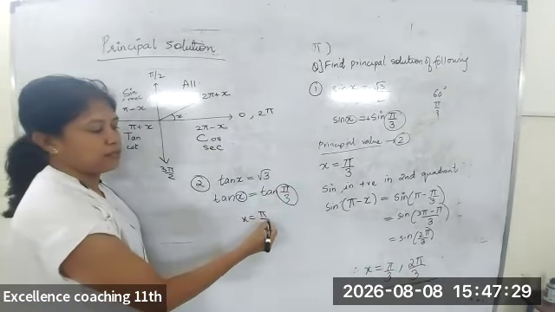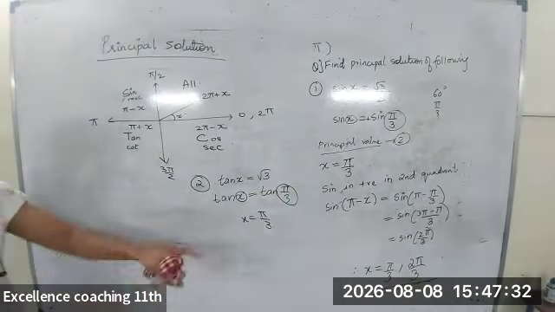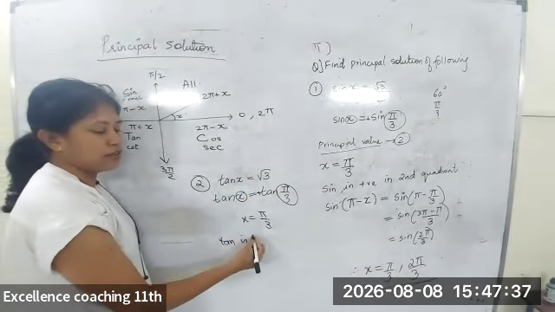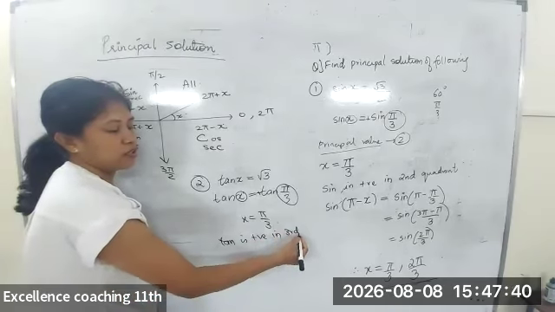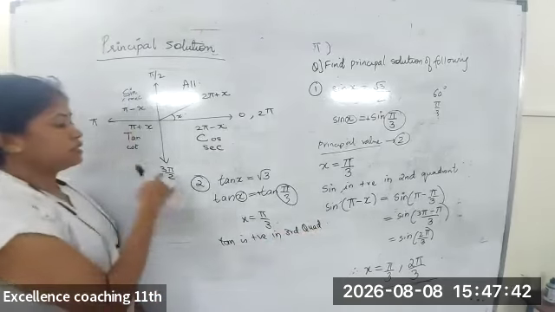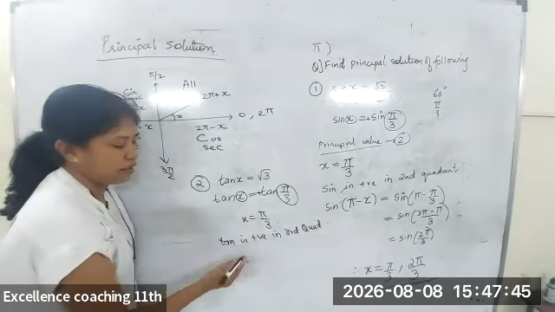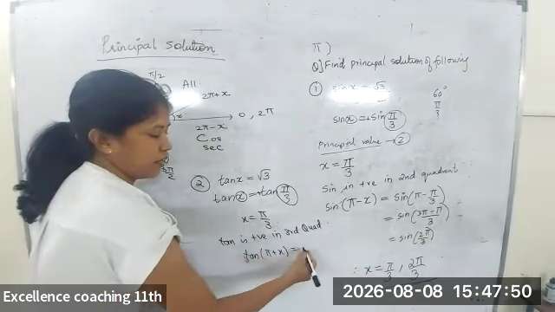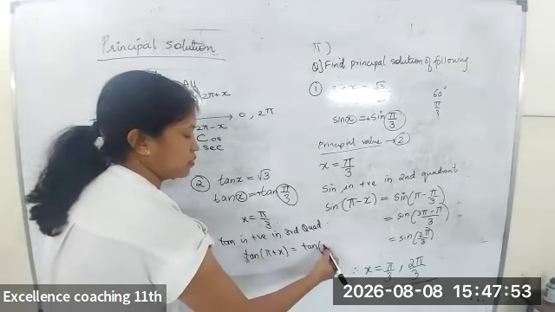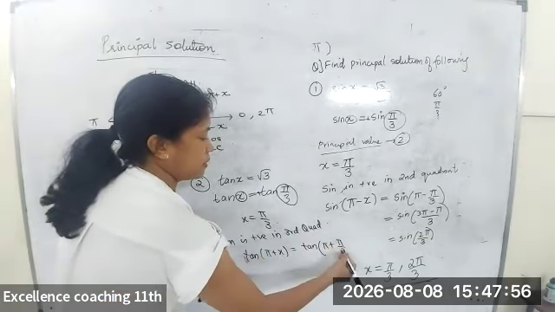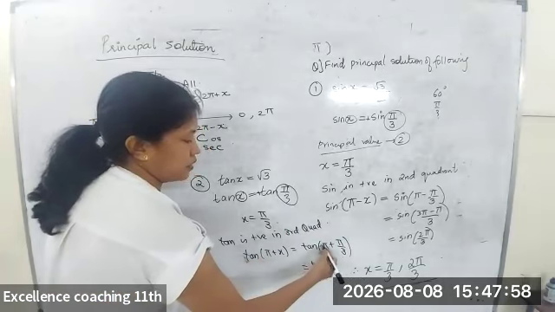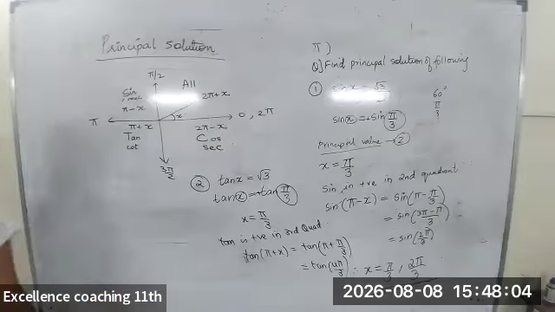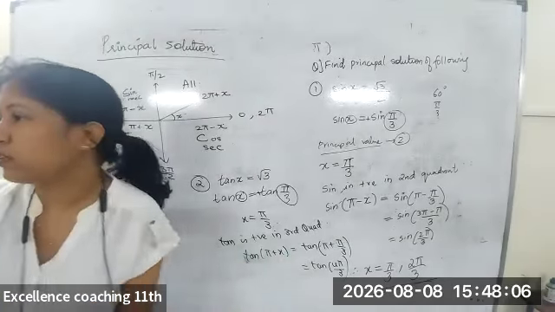So the first value is pi by 3. Now tan is positive. Which sign is there? Plus sign is there. So tan is positive in which quadrant? Third quadrant. Third quadrant means you have to add pi to x. Put the value of x and cross multiply. 3 plus 1 will become 4 pi by 3. So write out two values. One is pi by 3, the other one is 4 pi by 3.